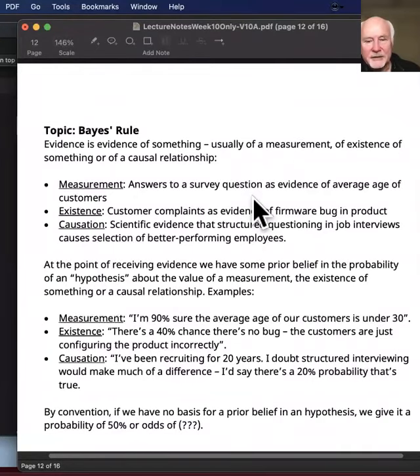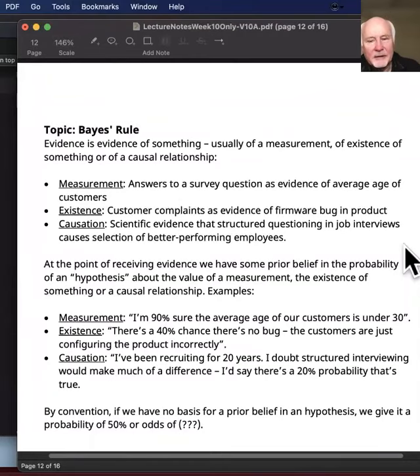Then there's existence. You have a series of customer complaints about your company's piece of software. That is evidence. It may not be conclusive evidence, but it might be evidence that there's some kind of a bug in the software. You had an exam question about possibly defective chainsaws, and the customers returning the chainsaws because they were damaged, or the engine housing was cracked. That is evidence of a defect, not necessarily conclusive evidence. It could have been that there were just some clumsy customers who dropped their chainsaws onto concrete or something and cracked them, but it could be evidence.